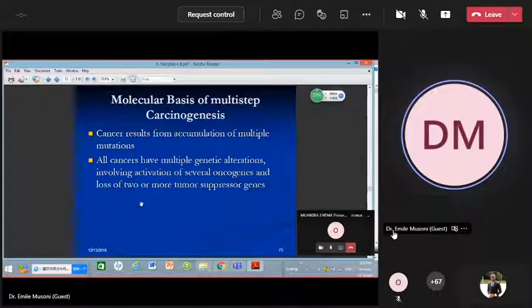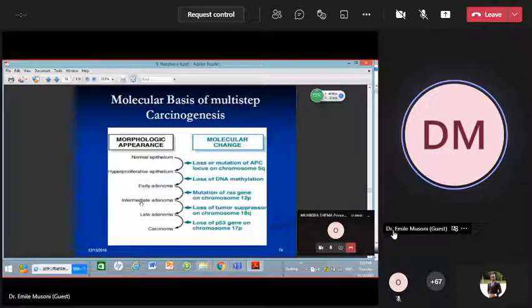Cancer results from accumulation of multiple mutations, or they say all cancers have multiple gene alterations involving activation of several oncogenes and loss of 2 or more tumor suppressor genes. So there is what we call the molecular basis of metastatic carcinogenesis. Here we see the morphologic appearance, and here there is the molecular change.